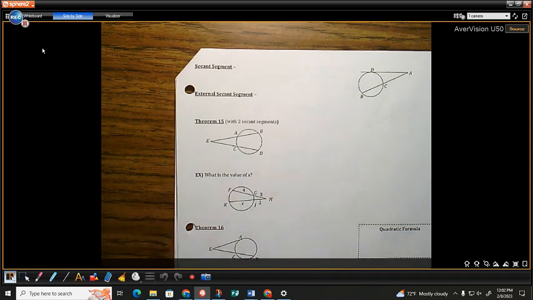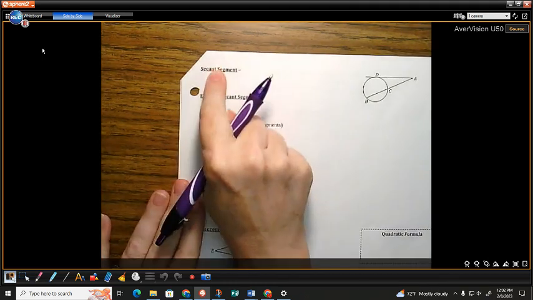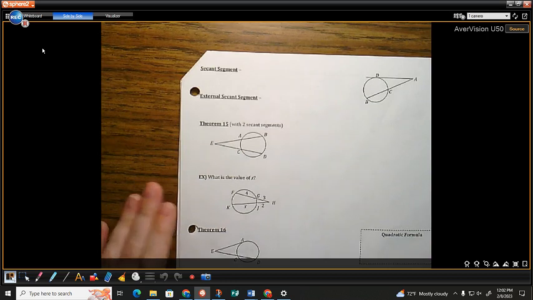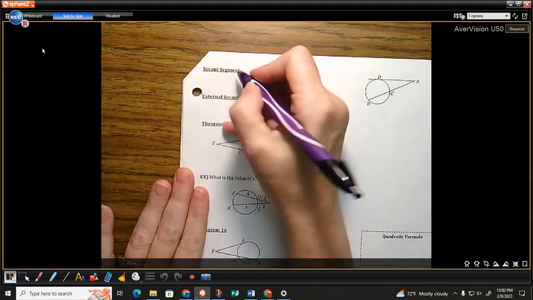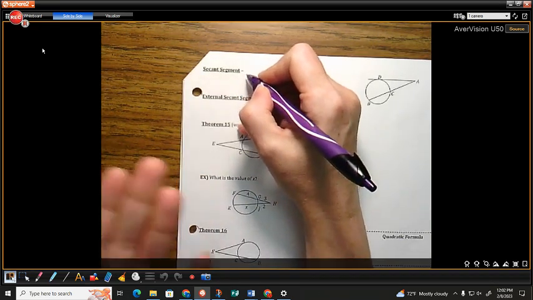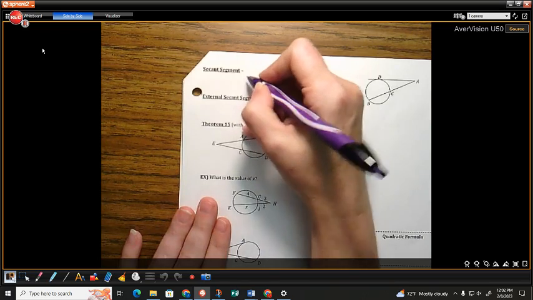Okay, so, guys, you've learned about segments. You've learned about secants. What do you think a secant segment is? It's a segment that's in a secant. Well, what do you think a combination of a secant and a segment would be, how would you describe that? A secant segment? That's the name. How would you describe it? It's a segment.